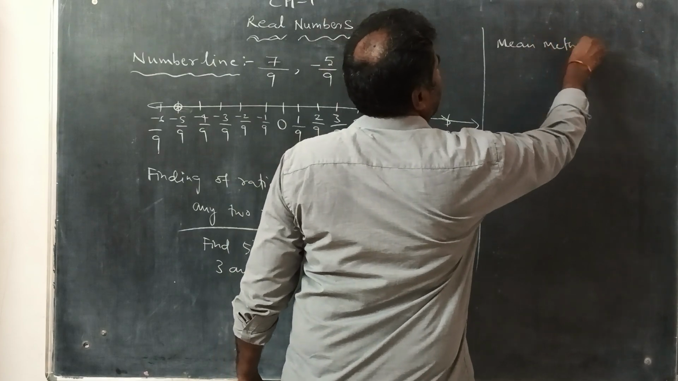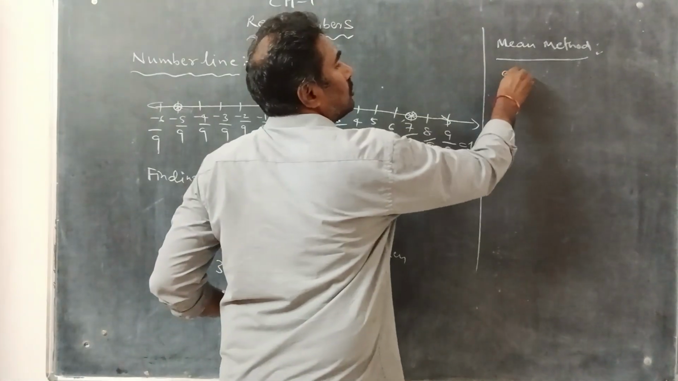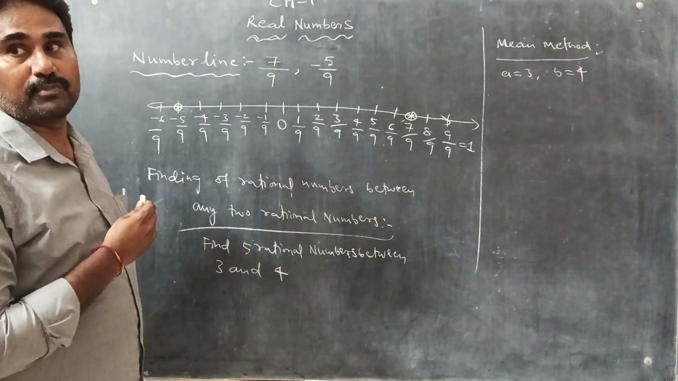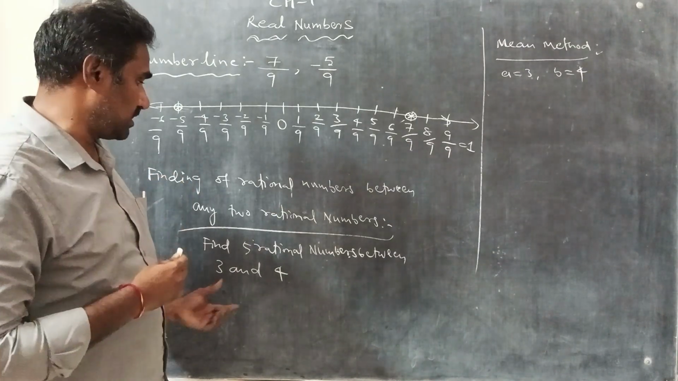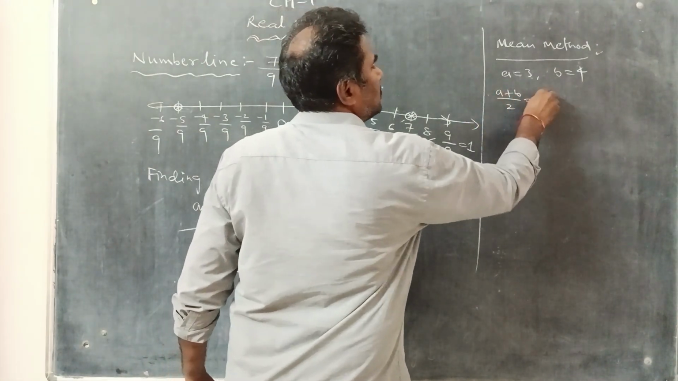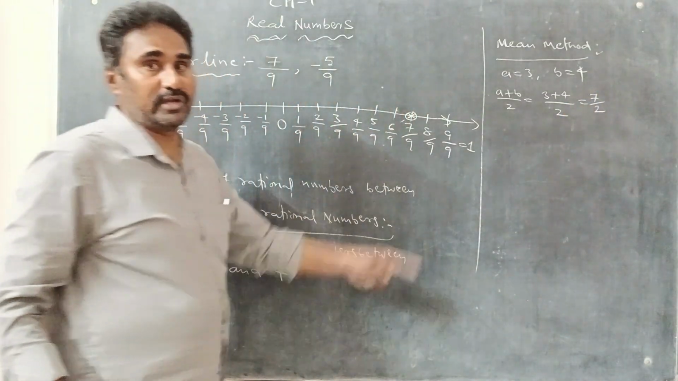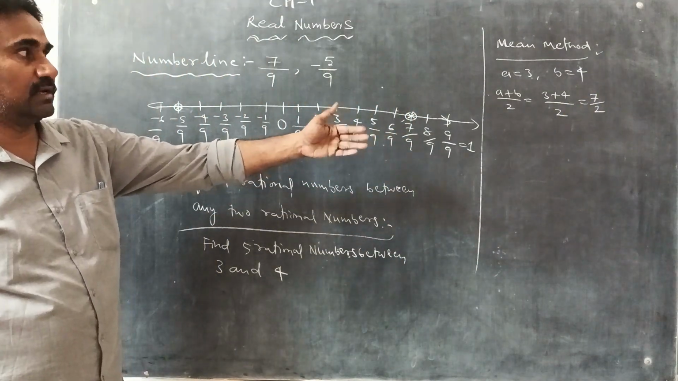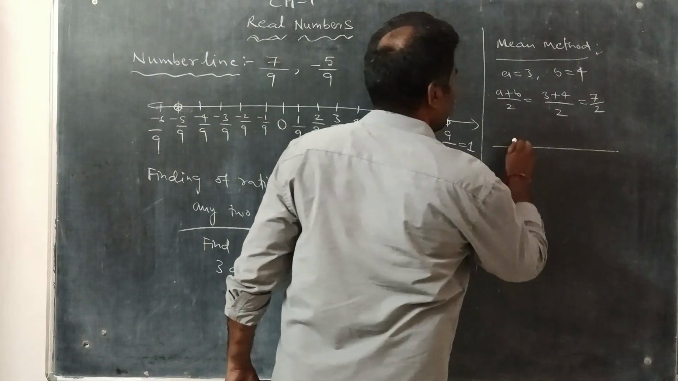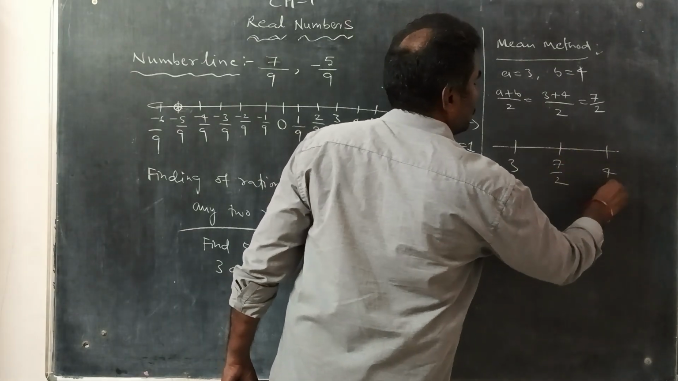It is a time-taking method. If a is equal to 3 and b is equal to 4, in between you find the mean: sum of observations by number of observations, a plus b by 2, which is 3 plus 4 by 2. The answer is 7 by 2, which is 3.5 in decimal, and it lies between 3 and 4. So with 3 here and 4 here, we get 3, 7 by 2, 4.